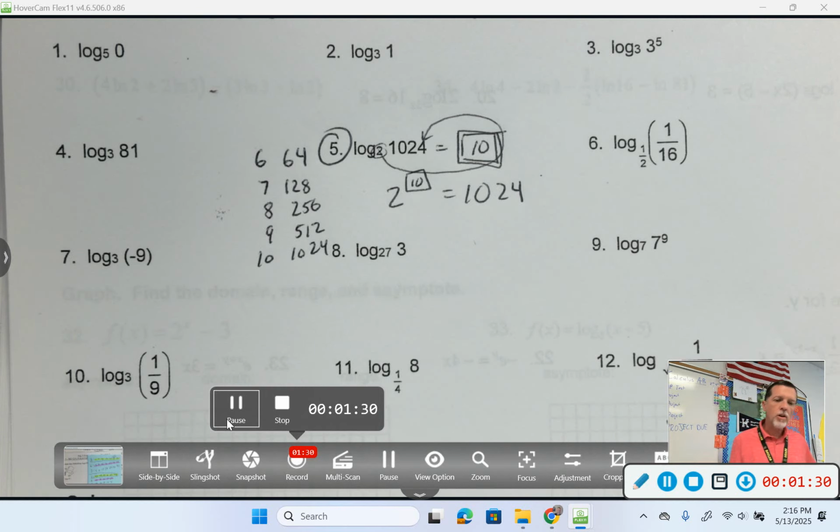Number 11. Same type problem, although now we got fractions, so who knows what's going on here. 1/4 raised to something equals 8. So how am I going to get from 1/4 to 8? Negative for sure, that would flip it over. And how do I get from 4 to 8? This one's kind of tricky.